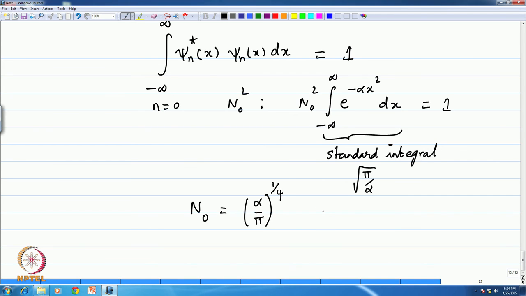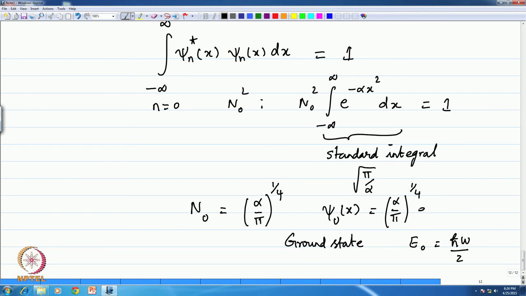Therefore the harmonic oscillator normalization constant N0 is alpha over pi to the 1 by 4. Thus psi 0, what is called the ground state wave function or the lowest energy solution, E0 is h bar omega by 2, because n plus a half will give you only half, n is 0. E0 is h bar omega by 2, and psi 0 of x is alpha by pi to the 1 by 4 e to the minus alpha x square by 2.